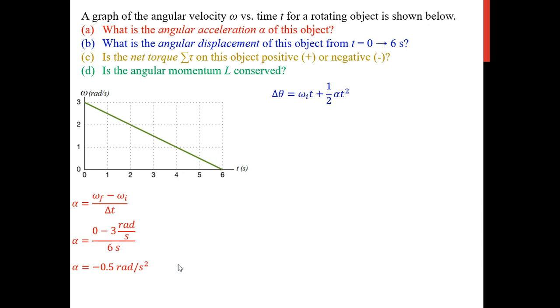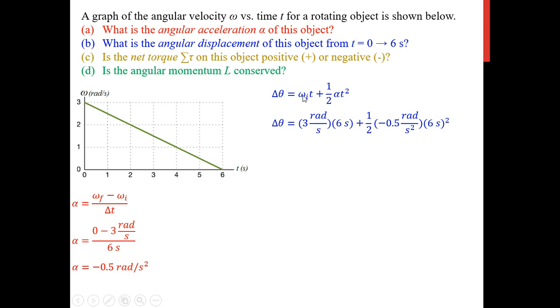Now, part B is pretty easy to do as well, as long as you have mastered your linear kinematics. Angular displacement from 0 to 6. So we can just use this particular function from our kinematics. The angular displacement is the initial omega times time plus 1/2 the angular acceleration times the time interval squared. So in this particular case, using the graph information, we know that at time equals 0, the initial angular velocity is a positive 3 because it lies above the horizontal axis.